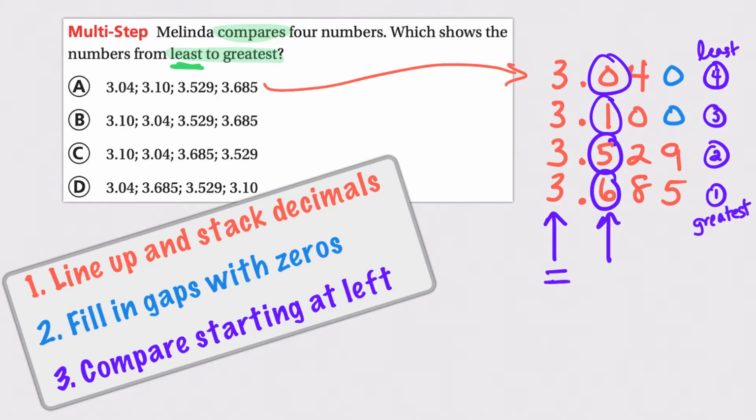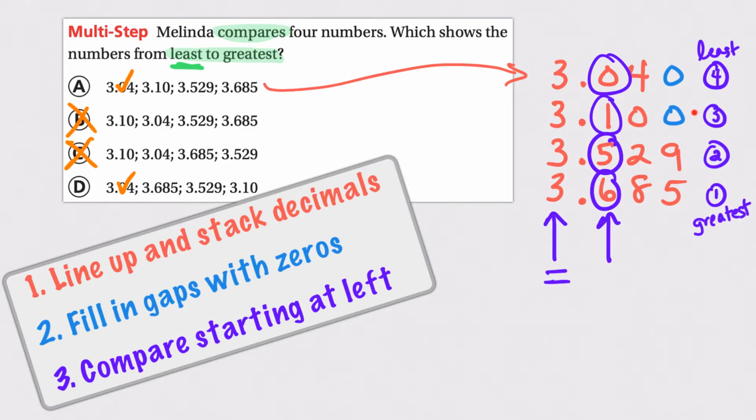But now I need to be careful. Remember, they're asking for least to greatest. So they're asking for the least first. So my least number is this one right here. So this needs to come first in whatever answer I choose. There it is first in A and in D. That means my answer is not B or C.